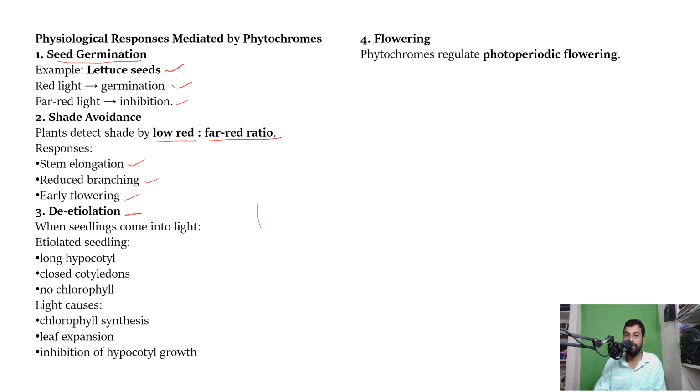The third physiological activity is de-etiolation. What is de-etiolation? The plant initially bends towards the sunlight. Once it receives sunlight, it won't bend towards the sunlight anymore. It absorbs the light, so it stops bending. We are seeing an etiolated seedling. What is the meaning of it? Etiolation means bending towards the sunlight.